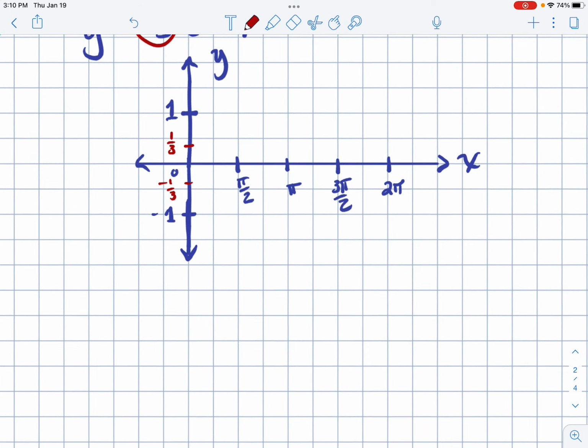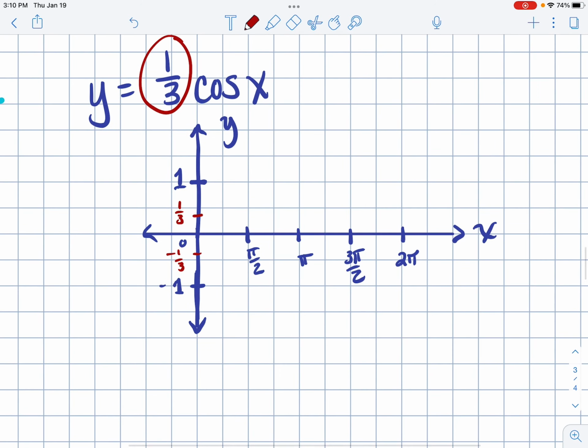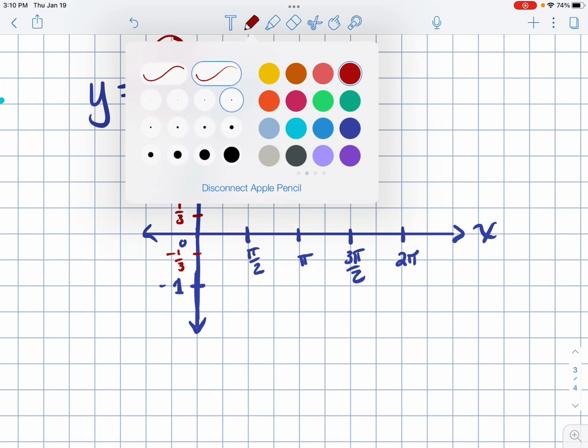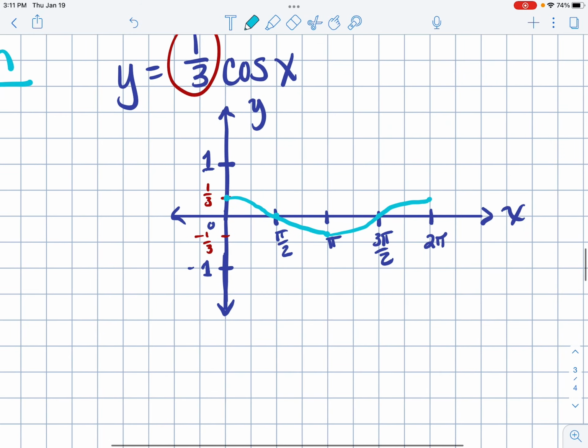I'm going to zoom in a little bit on this one to help me graph it more accurately. This is the cosine function, so my y-intercept is going to be here at 1/3, then down at 0, then down to -1/3, back up to 0, and 1/3. So remember, the amplitude change was a vertical stretch or compression. Of course, this one is obviously a compression. Amplitude change just changes the y-axis.